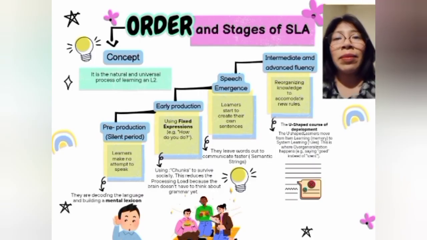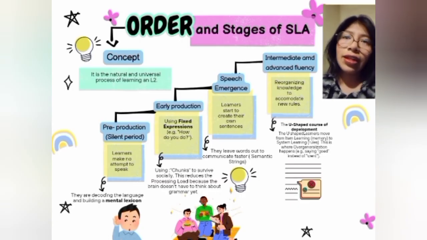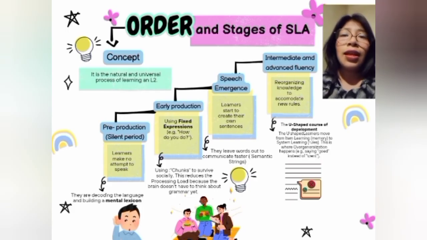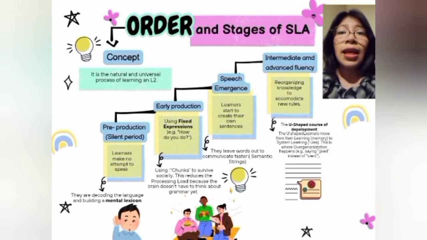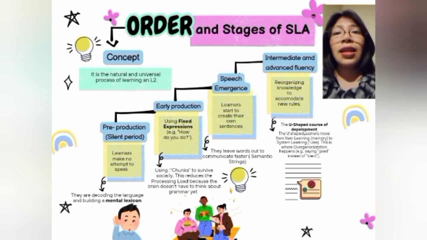Hi, I'm Daniela, and I am explaining the order and stages of second language acquisition. Okay, the most important thing to know is that our brain has an internal syllabus. That is to say, we don't learn rules randomly, because we follow a natural, predictable order to build our language step by step.